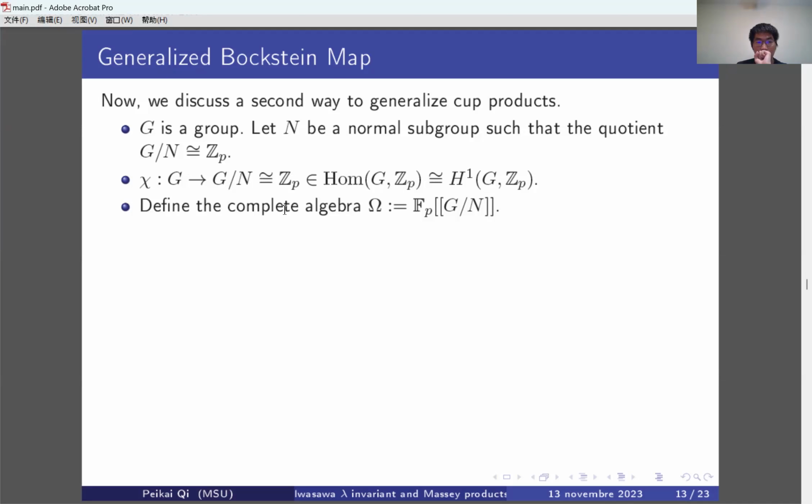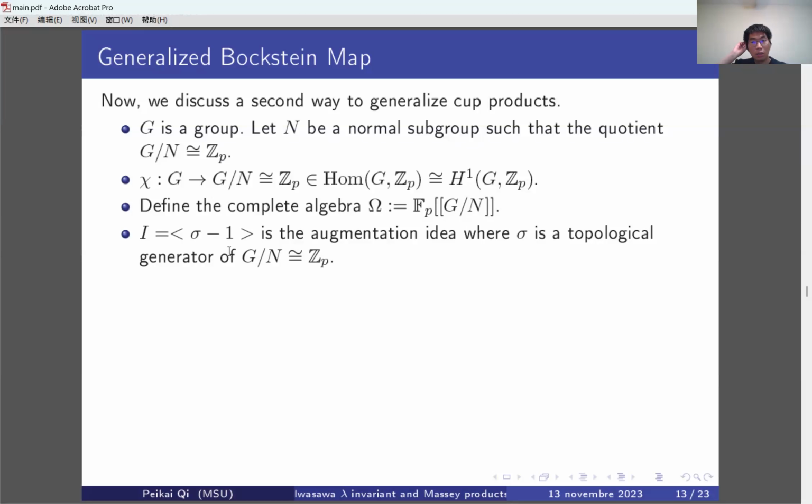Then we can define the group algebra with coefficients F_p. Since we have a profinite group, we need to take the completion, so we get a complete group algebra, which we denote by Ω. As usual, we define I as the augmentation ideal, generated by σ − 1, where σ is a topological generator of G/N isomorphic to Z_p.